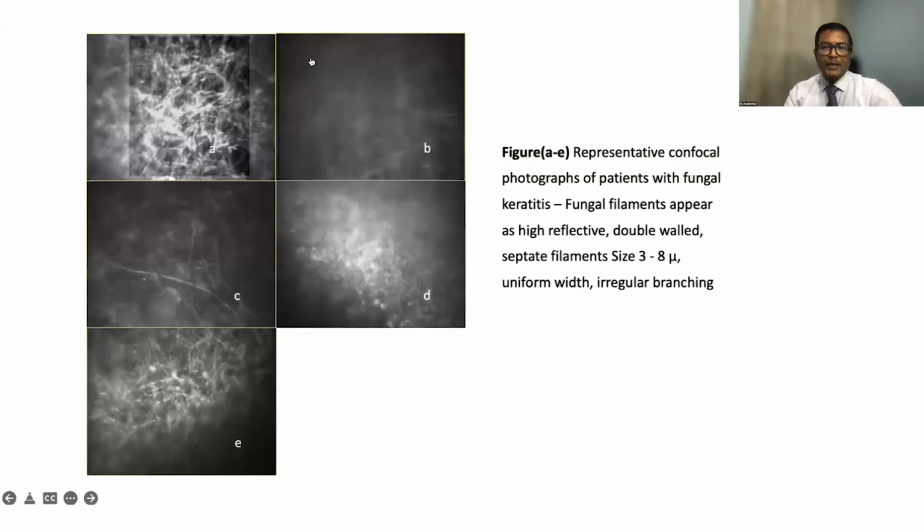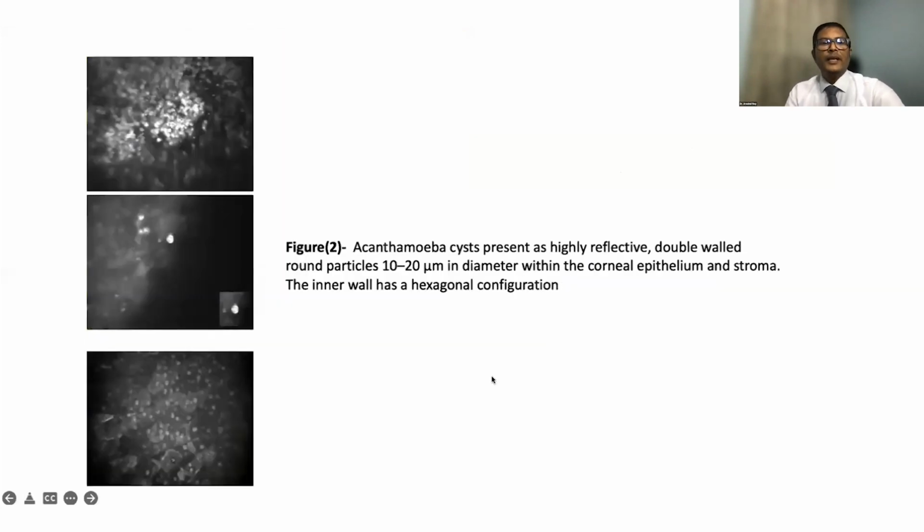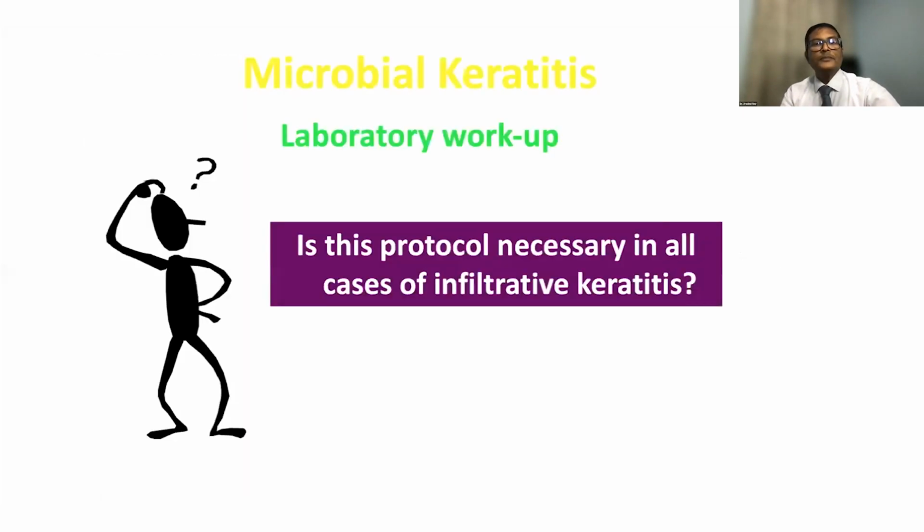So that helps us distinguish that a deep-seated fungal infection can be easily seen on the confocal, whereas just a scraping would definitely miss this organism. Similarly, Acanthamoeba cysts typically are highly reflective, double-walled, round particles, and they are within the corneal epithelium or the stroma.